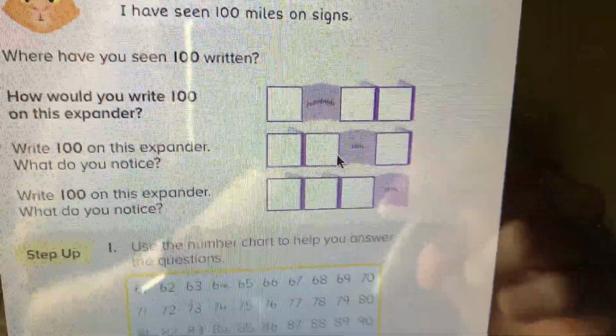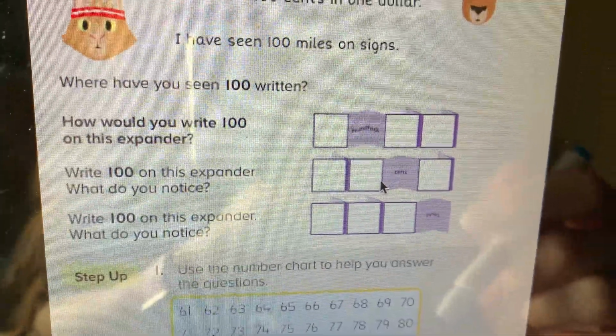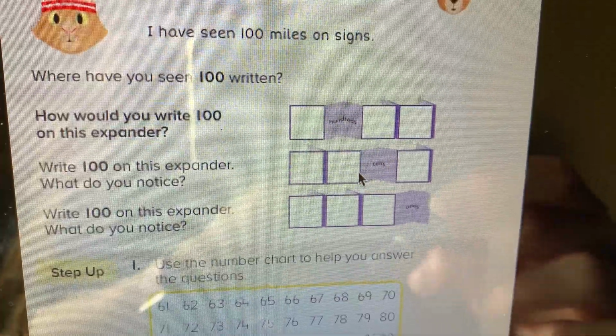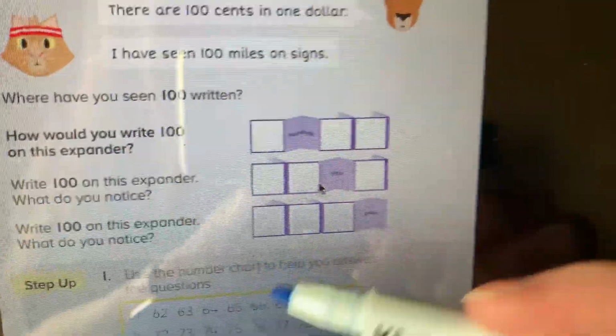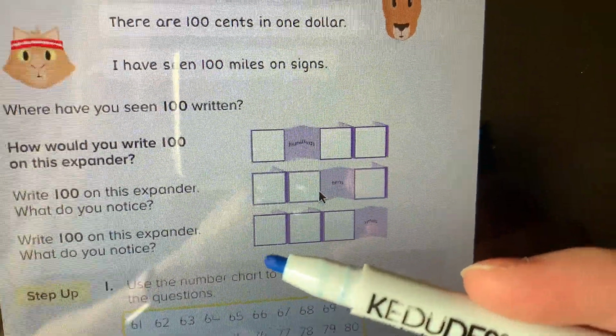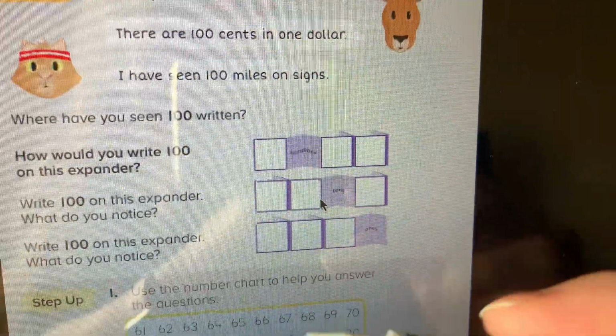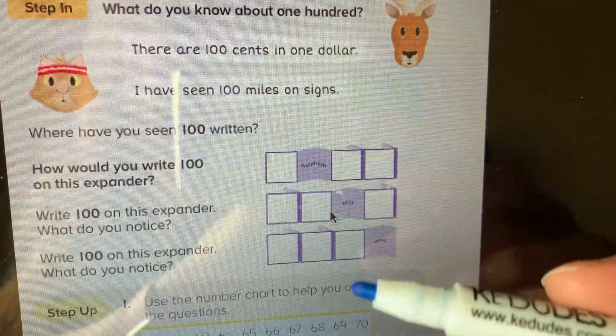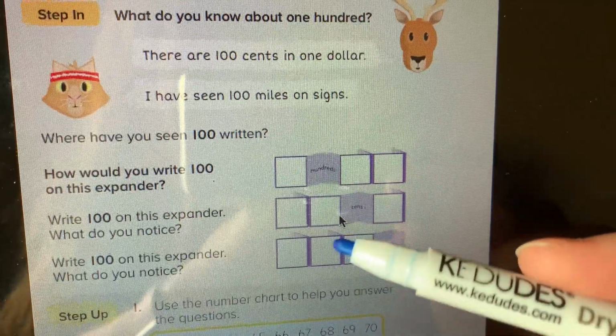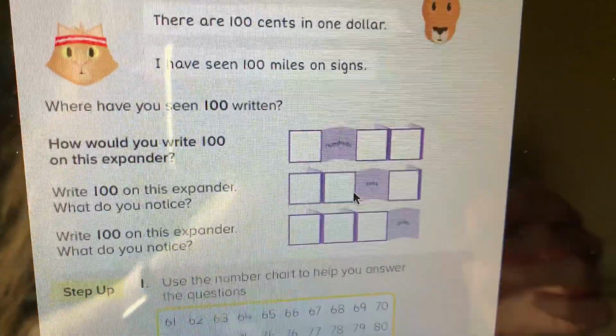Well, we think of it as if it was $1, and we say, okay, how many pennies are in $1? And if I counted up 100 pennies, that would equal $1. So I write 100. I know this is a little bit hard on the screen.